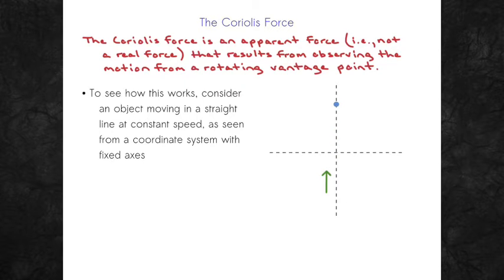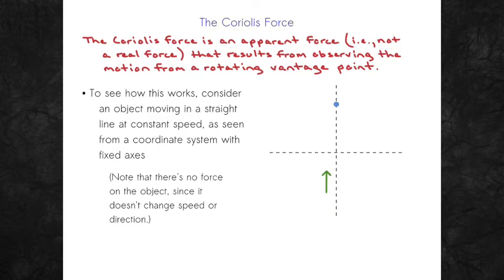Just moving along the y-axis at fixed speed. Now, I'll point out that we know, since it's going at fixed speed in a constant direction from last time, we actually know that there's no forces acting on this object in a real sense. Right? There's no force acting on the object because if there were a force, it would cause a change in speed or direction, and since that's not happening, we know that there are no forces acting on it.